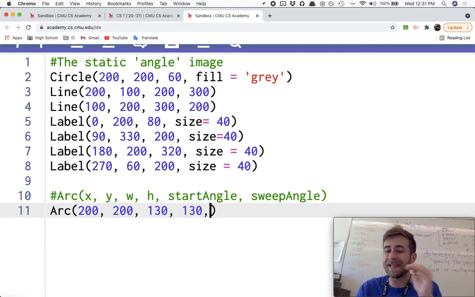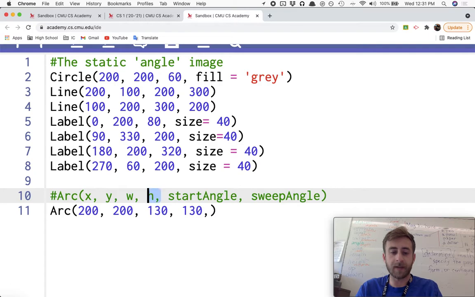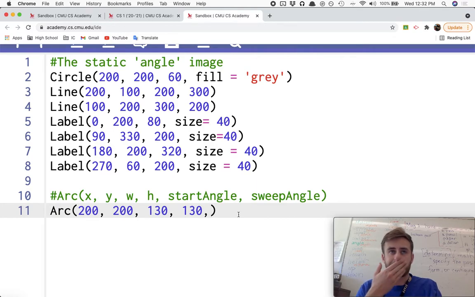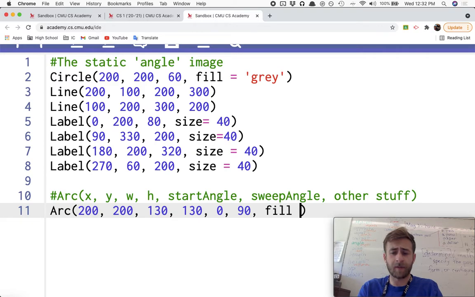Notice an arc doesn't need to be a circle. It's given a width and a height, so you can have an arc that's kind of ovular or something like that if you don't want it to be a perfect circle. I'm working with a circle right here though. And then let's start with a start angle of, let's just try 0 and 90 and see how that works. Once you're done with the start angle and sweep angle, then after that you can always put the other stuff, your fills, your opacities, your borders. So I'm going to make a fill of red.